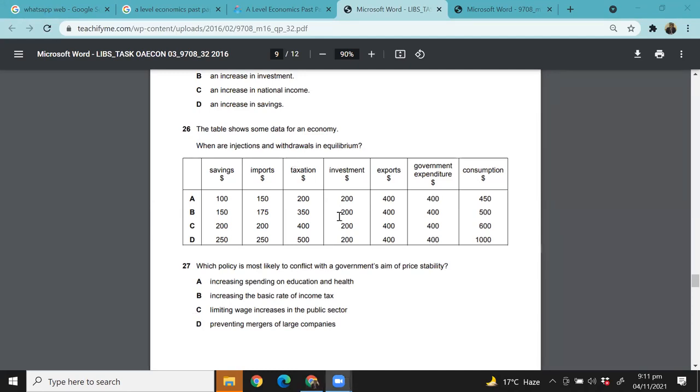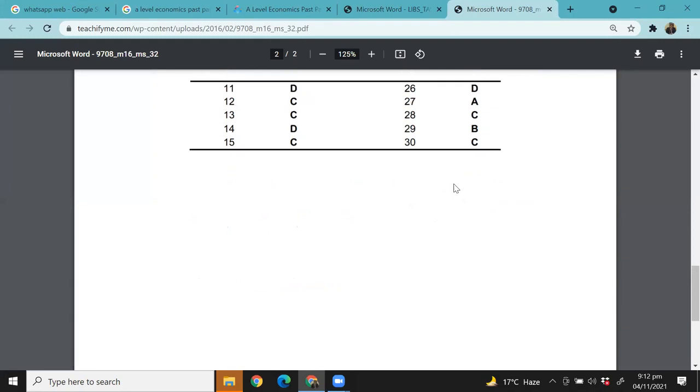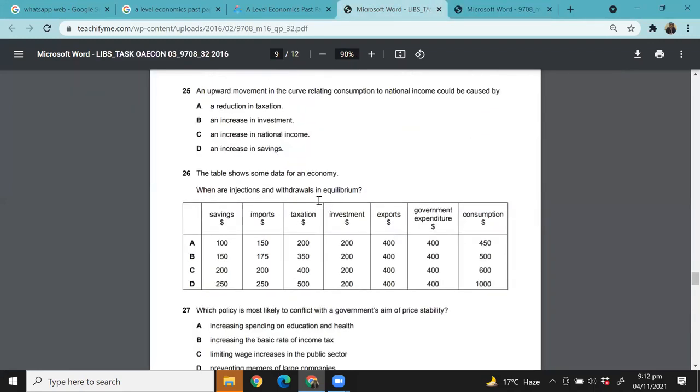D, right? Did you also get D? Exports and injections. Yes or no? The answer is D. Absolutely. Question 26 is D. Very good. Excellent. Let's move on.